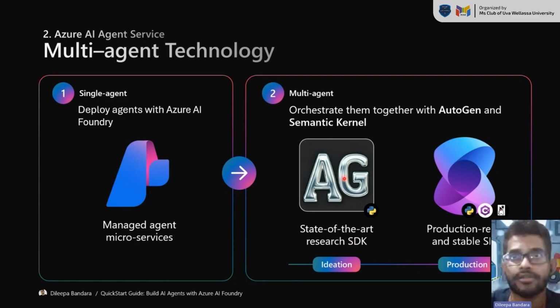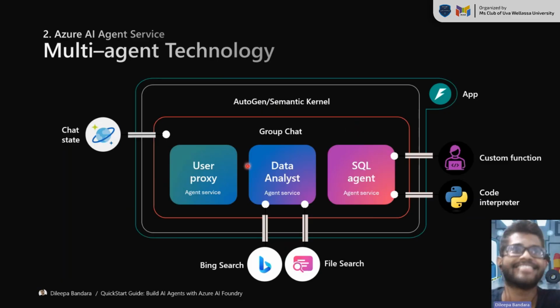If you want to create a proof of concept, maybe a research project, you can go with AutoGen, right? It's a state-of-the-art research SDK. So you can use AutoGen if you want to go with ideation, and if you want to go to production level, you can work with Semantic Kernel, which is a production-ready and stable SDK, right? It's already available in Python, C Sharp, and Java, but for now, AutoGen works amazingly with Python. Okay, so many things, right?